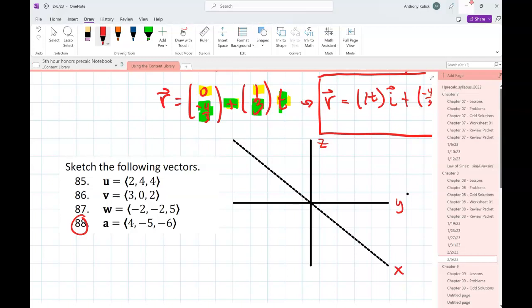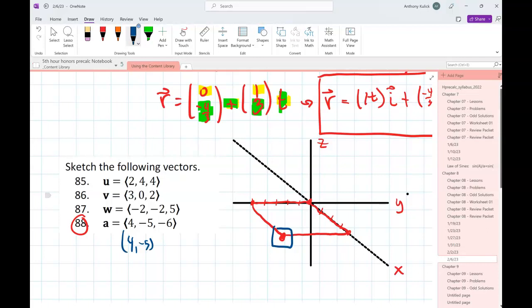So let's go ahead and start drawing our tick marks. I'm going to do 4 tick marks on the x-axis: 1, 2, 3, 4. And then 5 tick marks on the negative y-axis over here: 1, 2, 3, 4, 5. I'll put a point on each of those. And that's going to be 3 sides of my parallelogram. So this is my 2-dimensional point for 4, -5, right?